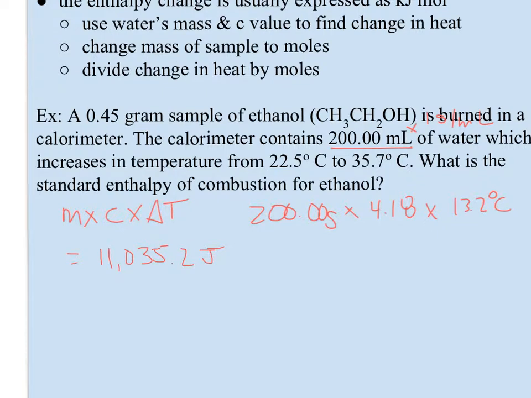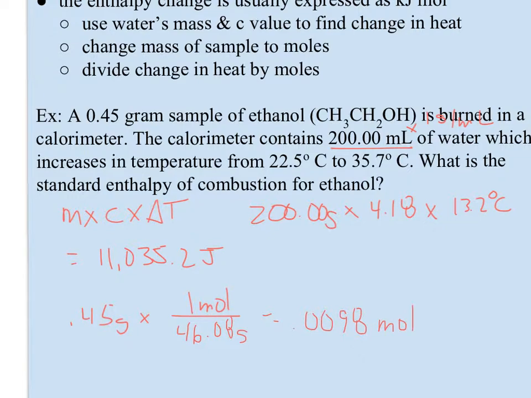So now I need to take my ethanol, my 0.45 grams, and I need to change this to moles. So I need to find the molar mass of ethanol. And I'm coming up with a molar mass of 46.08 grams per mole. So 0.45 divided by 46.08 is going to be about 0.0098, since I can hang on to 2 sig figs. And so this is my moles.